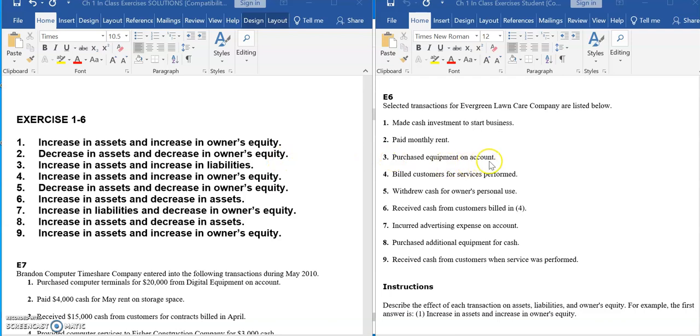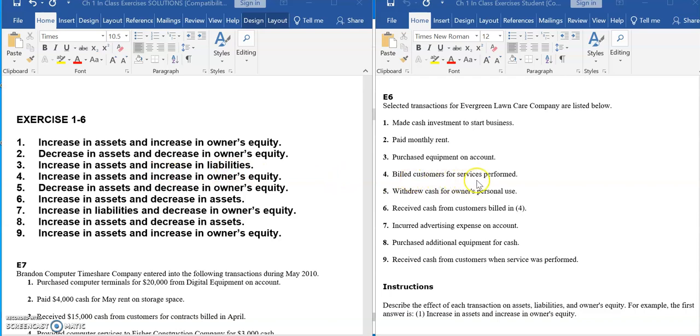Purchased equipment on account. The company purchased equipment on account, meaning they haven't paid for that purchase yet. They purchased equipment, which is an asset. There's an increase in the assets. If they bought it on account, they haven't paid for it, that means their liabilities have increased. So there is an increase in the liabilities.